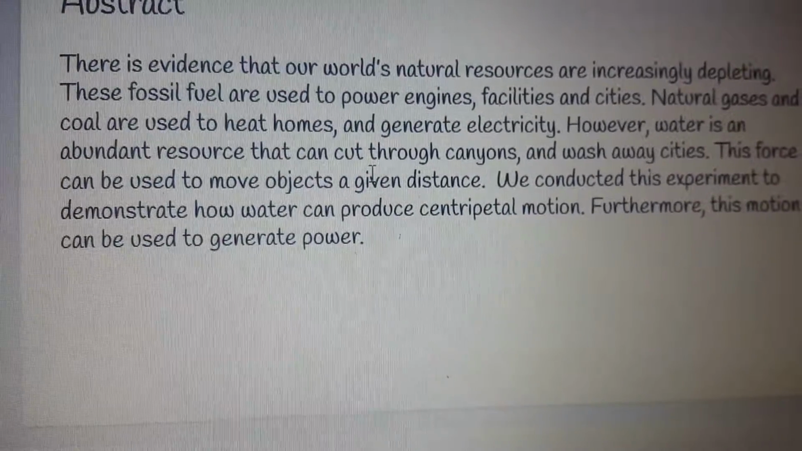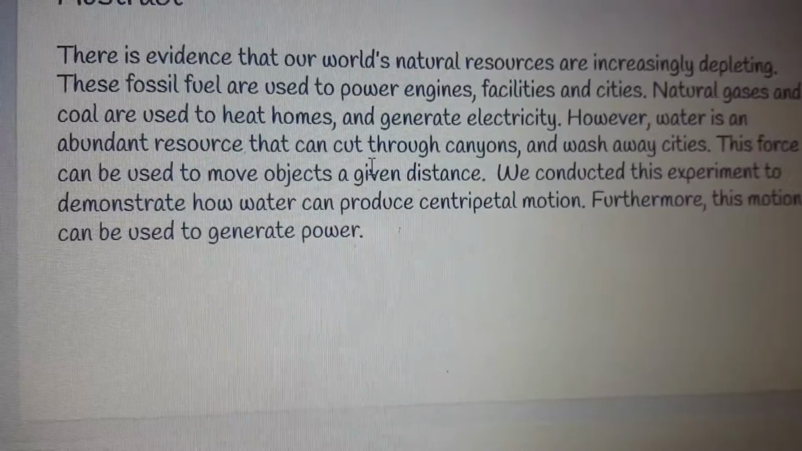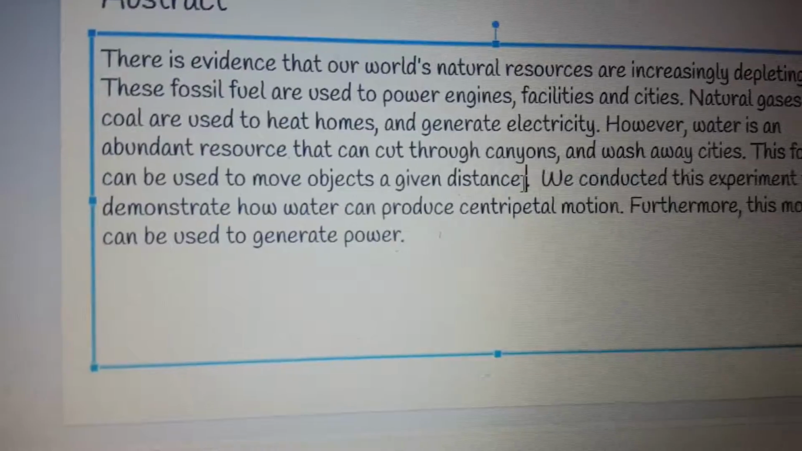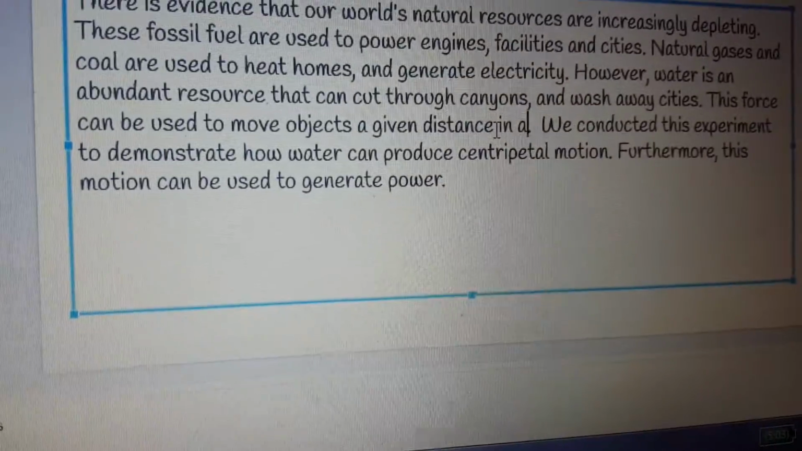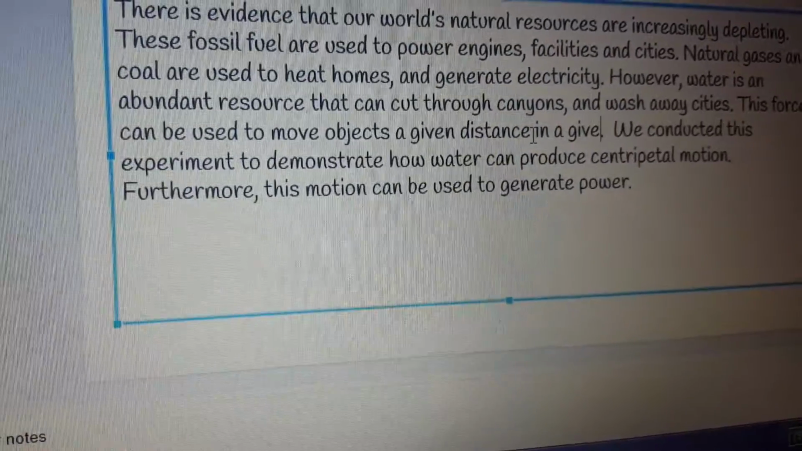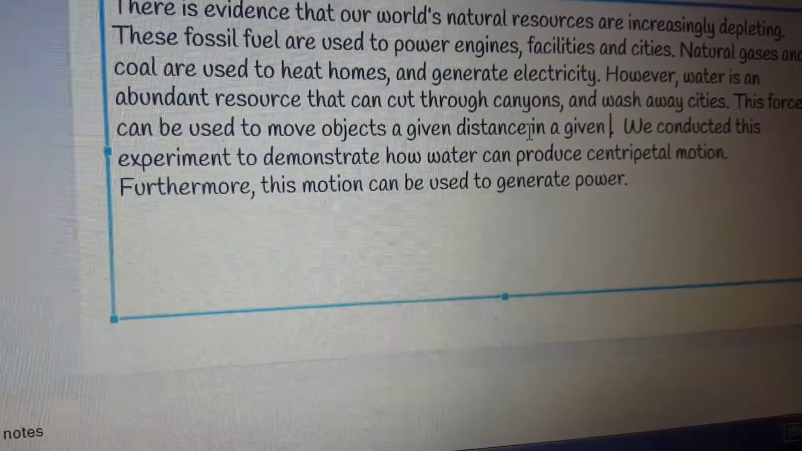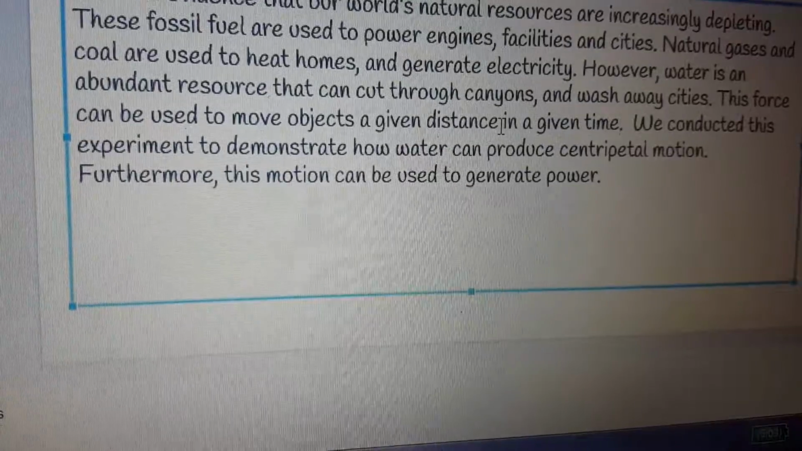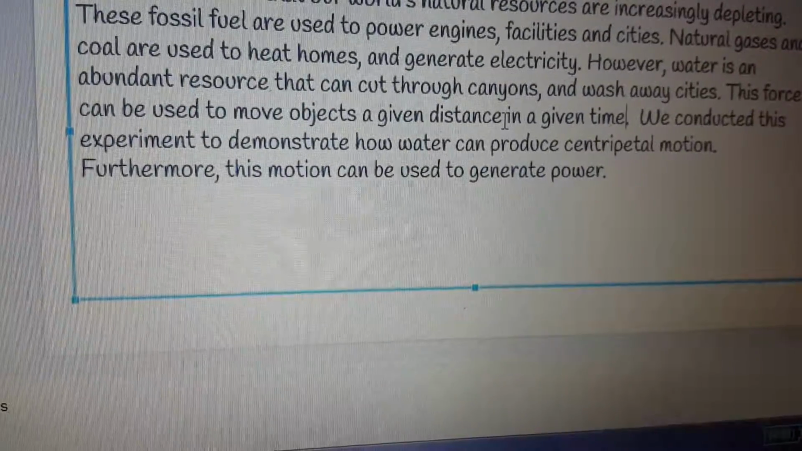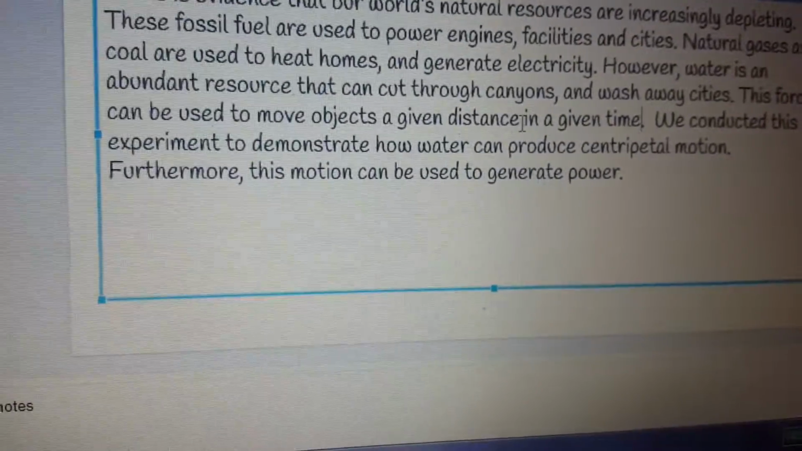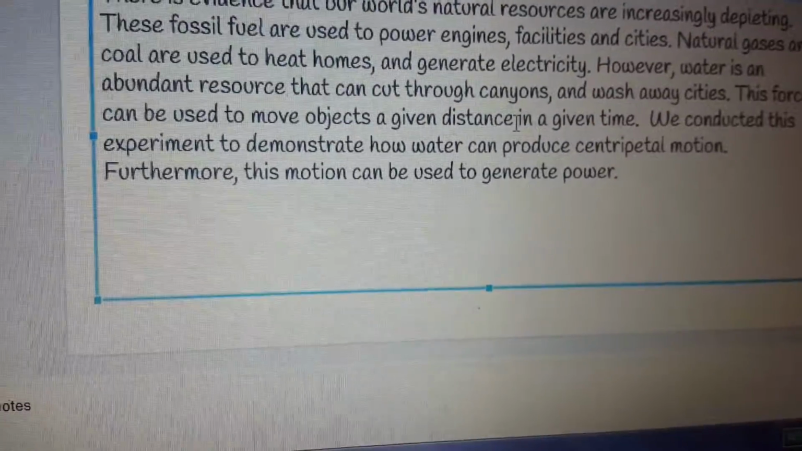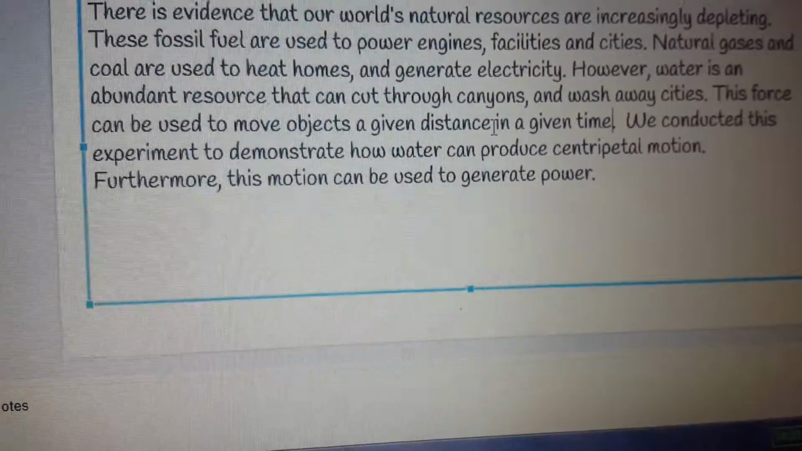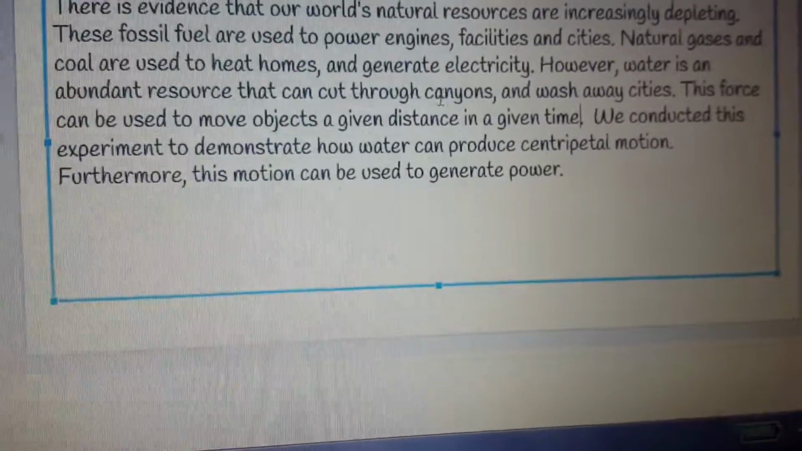This force can be used to move objects a given distance in a given time. Why am I adding time? Because you use the word power, and the formula for power is work over time. You know the formula for work is force times distance, so you can say force times distance over time too if you want to. Either way, you have to add in, see, here's the word force.